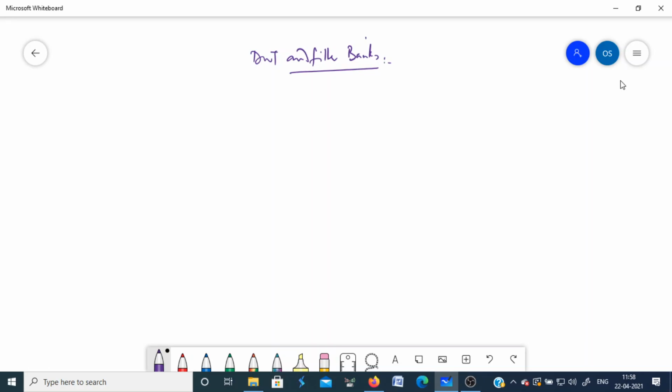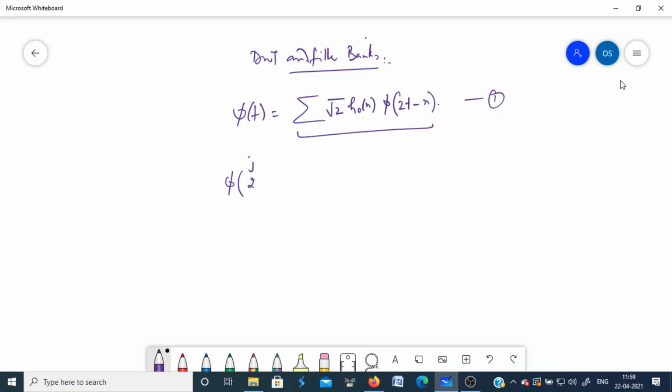So to develop this relation, we start from the basic refinement equation: phi(t) equals the summation of root 2 h0(n) phi(2t minus n). So from this phi(t) you can generate phi(2^j t minus k).